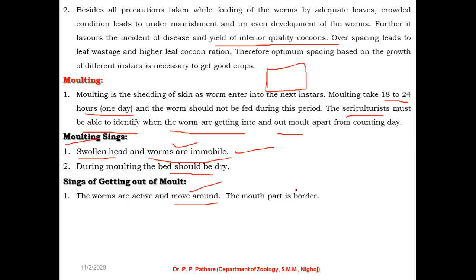The mouth parts are broader and larger in size. The body is dull with loose skin. The skin of the body is loose.